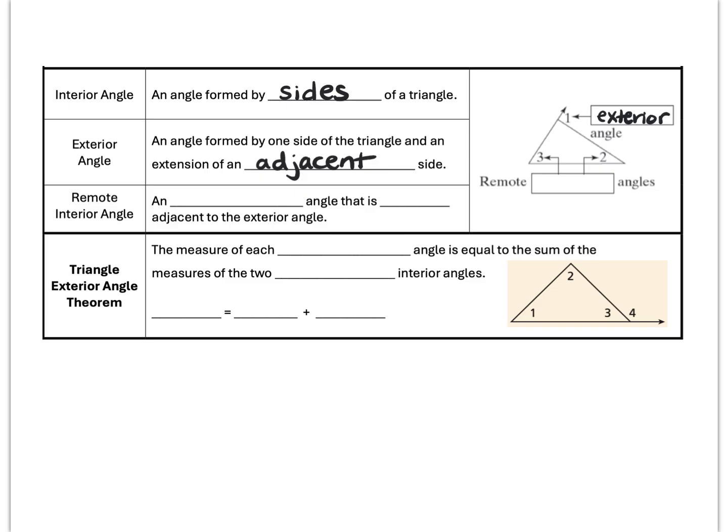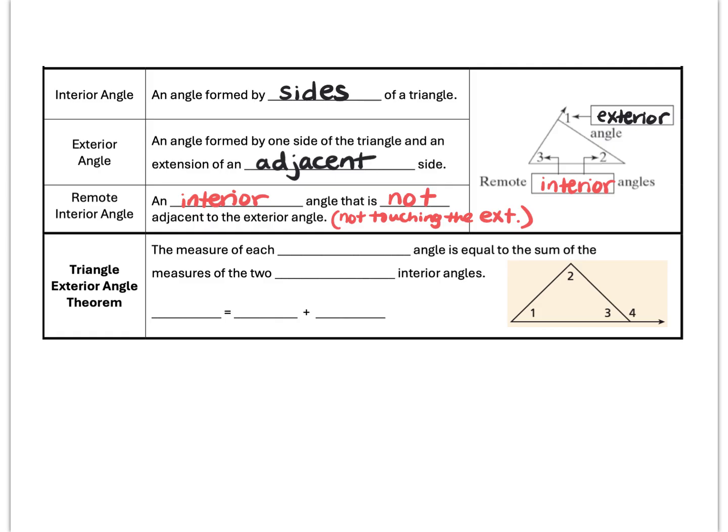And then the remote interior angles are going to be an interior angle that is not adjacent to the exterior angle. And by not adjacent, think not touching the exterior angle. So in our picture here, if my exterior angle is angle 1, notice how angle 3 and angle 2 are interior angles, but they're not the one right next to, touching angle 1. They're the other two interior angles. Those are called remote interior angles.